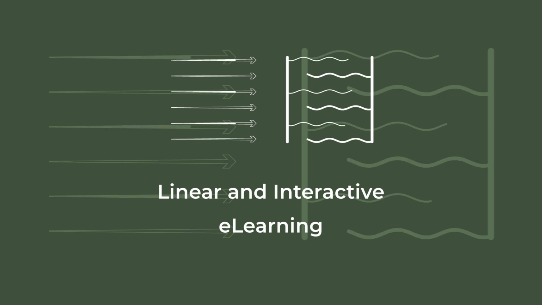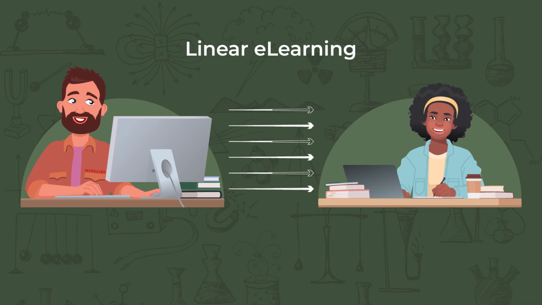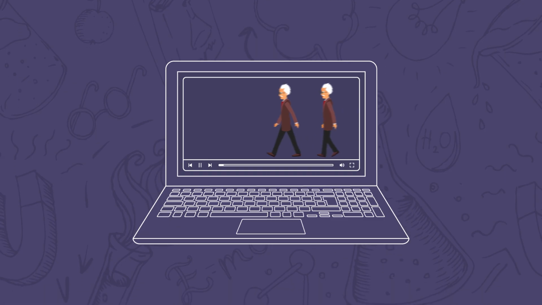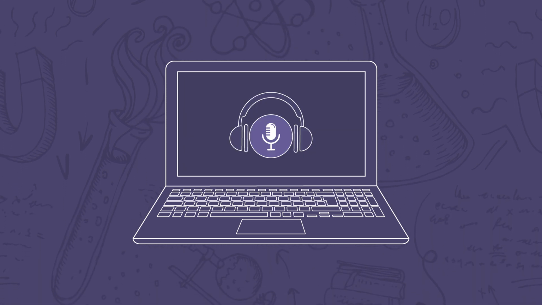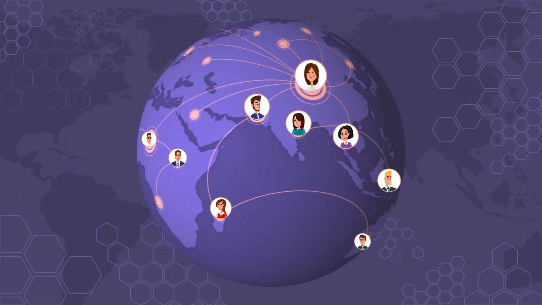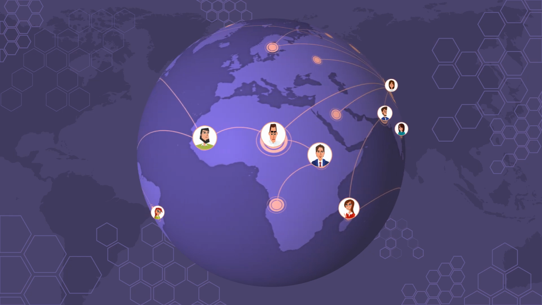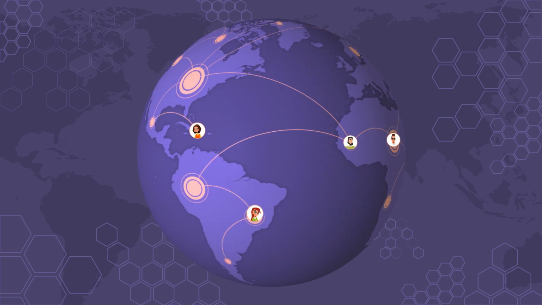Linear and interactive e-learning. Linear e-learning styles focus on one-way communication from instructors to students. Instructors can decide the order, time, and speed at which they present the learning content. Examples of this type of e-learning can be online modules, videos, articles, or podcasts. This style suits situations where information needs to be distributed at a large scale. However, the obvious setback is that there is little to no communication between instructors and learners.